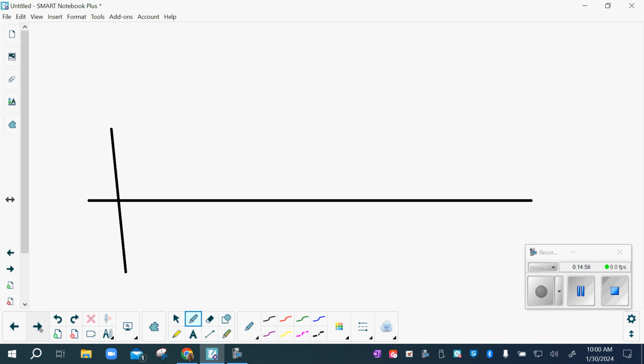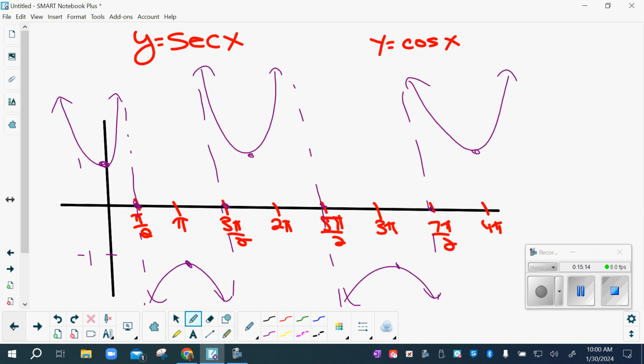Can we put it all together? I think you can. y equals 2 cosecant x plus 3. The other one was secant. Is that ready?